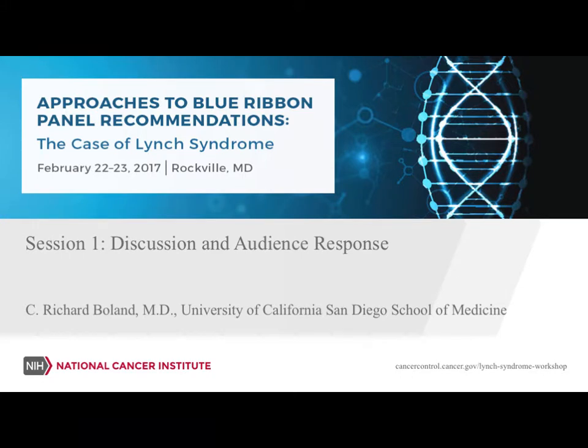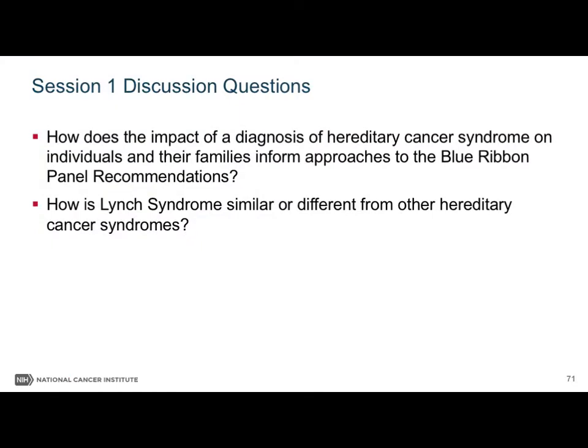So I'm Rick Boland, and I'm going to start the discussion. I don't have any slides because I wanted to hear what people were saying and then respond to that. So let me say this. I think that Lynch syndrome is the model genetic disease for us to understand how to do precision prevention. First of all, it's the commonest of all of the hereditary predispositions to cancer of any kind. So we've got lots of patients.